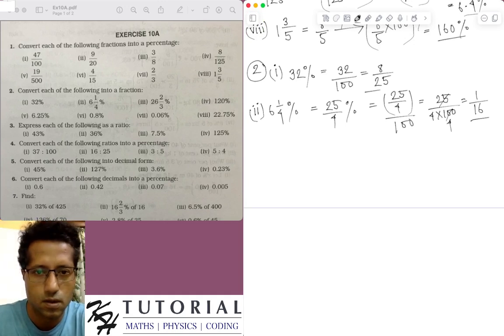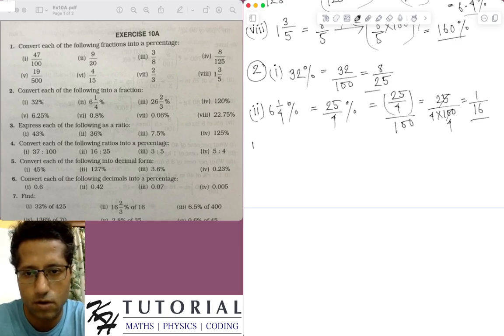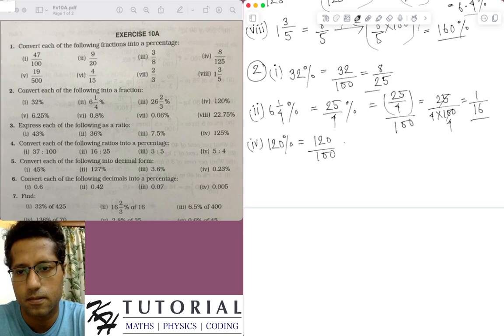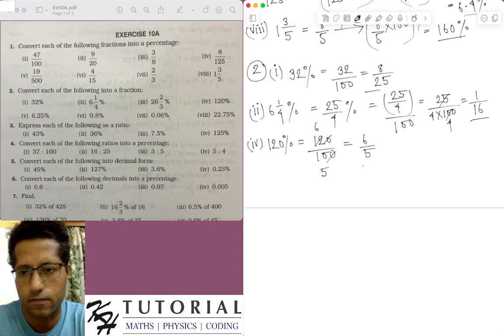Now let's do which one? 4. I will not do all. Let's do some parts. 4, 120 percentage. This equals nothing but 120 divided by 100. This is 6 by 5. Fraction is 6 by 5.